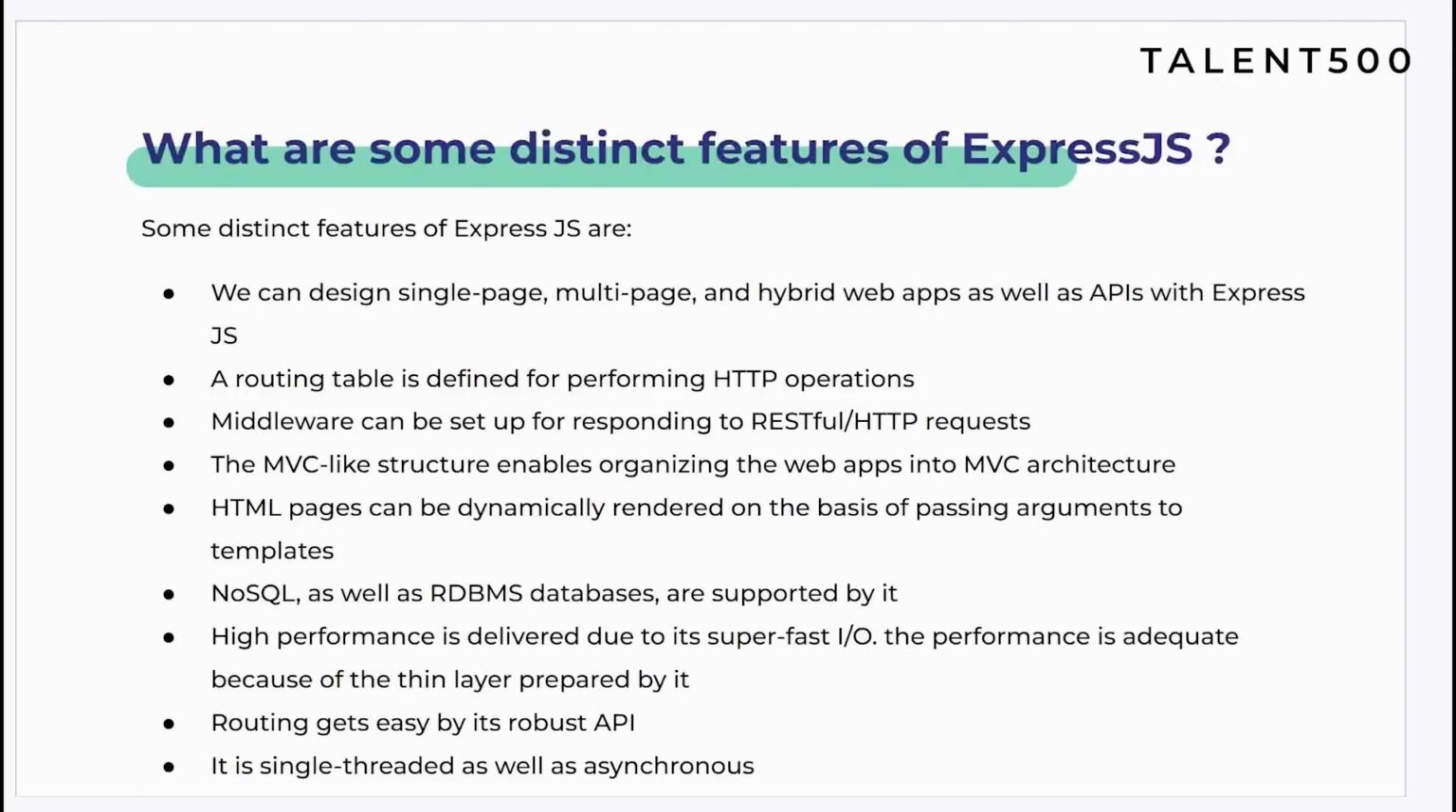Then come HTML pages, which can be dynamically rendered on the basis of passing arguments to templates. So we have HTML templates in the front end. Whatever data we pass from the views by getting the data from the model, we can render that dynamically to the front end, the HTML pages, and there it can be rendered in whichever way we want. Basically passing that data in the form of arguments to the HTML templates and then rendering it with the proper syntax is a distinct feature of ExpressJS.